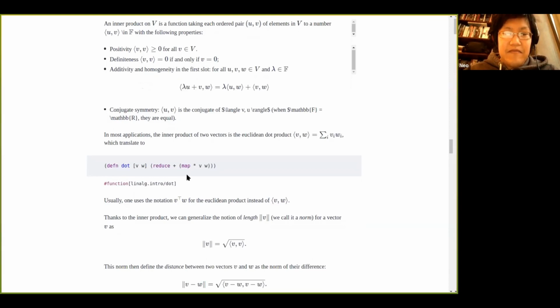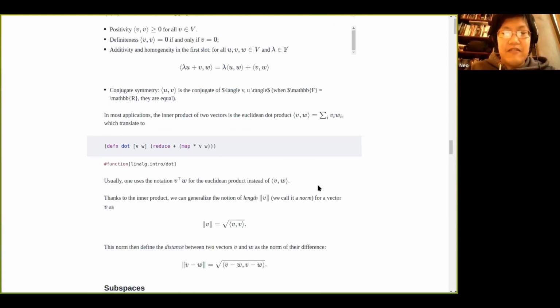And in the machine learning literature, it's usually written like this. V transpose W, which is the Euclidean product used. So every time you see this, think about this. And thanks to the inner product, you can now generalize the notion of length of a vector, and we call it a norm. And with the norm, you can even define the distance.